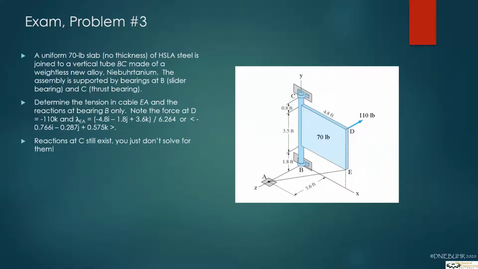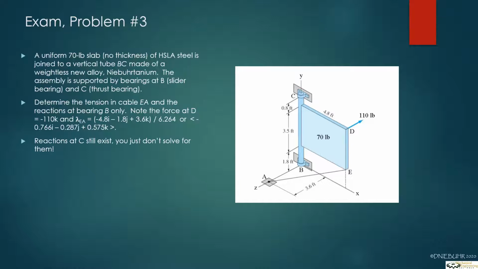I told you that the tube is weightless. So really the only thing you have to worry about is the plate. You're given the 110 pounds is in the negative K direction. You have a tension AE, which is your cable going from E to A, and you have your bearing at B. Now I told you again, the bearing at B was a slider bearing, bearing at C was a thrust bearing. So you know that at C, you're going to have 3 reactions, including along the y-axis, but at B, you're only going to have an X and a Z reaction.